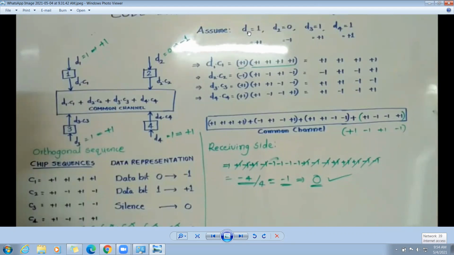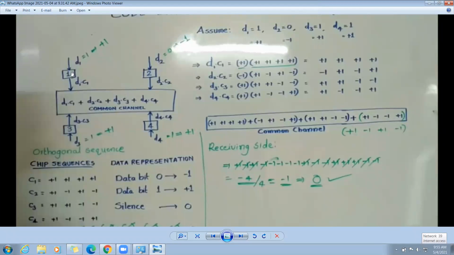See my cursor point. D1 is transmitting bit 1, D2 is transmitting bit 0, D3 is transmitting 1, D4 is transmitting 1. Finally D1, D2, D3, D4 are 1, 0, 1, 1. Here 1 is represented as positive voltage, 0 is represented as negative voltage. I told you in the previous class, so 1 resembles plus 1 and 0 resembles minus 1. You remember this one.